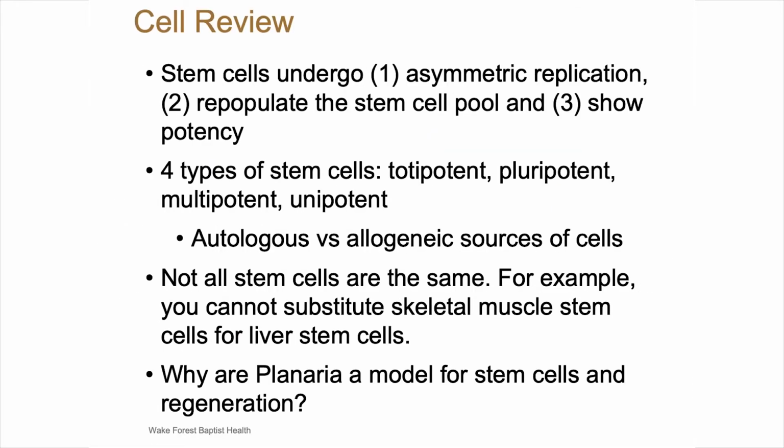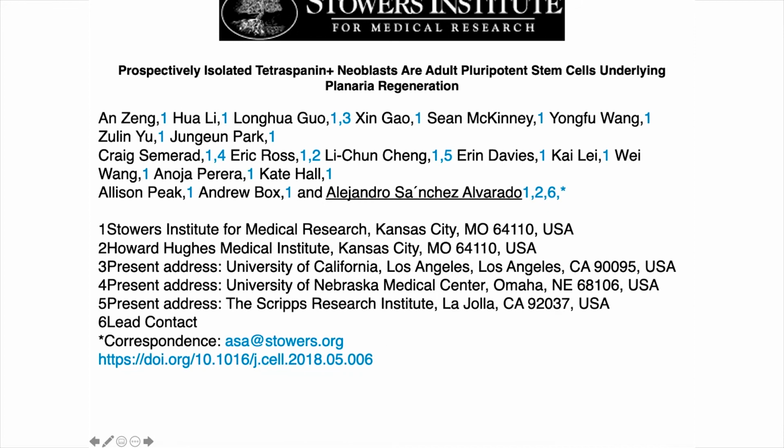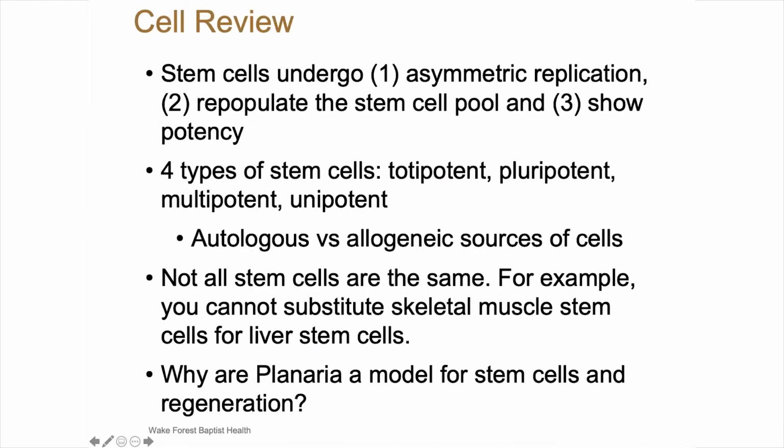And so to review this section on cells, it's important to remember that stem cells undergo asymmetric replication. They can repopulate the stem cell pool, and they show potency. There's 4 types of stem cells: totipotent, pluripotent, multipotent, and unipotent. And they're autologous versus allogeneic sources of cells. Not all stem cells are the same. And I'll leave you with why are Planaria an excellent model for stem cells and regeneration research in general.